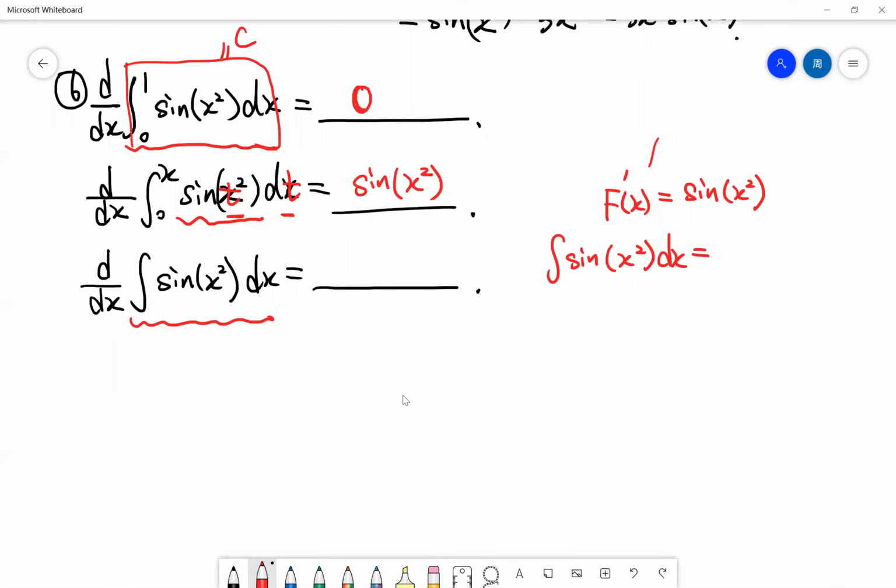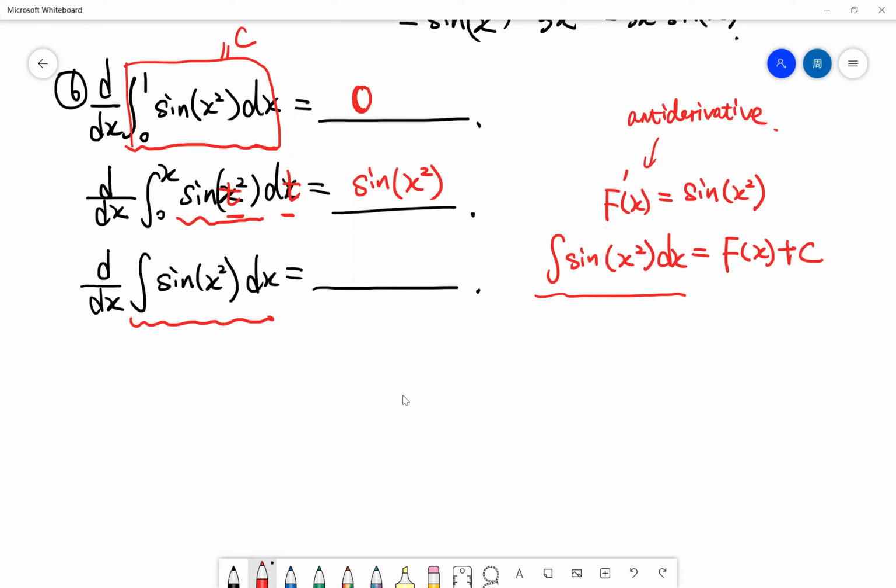This is an antiderivative. So if we can find one antiderivative, I will write capital F here. So this indefinite integral means capital F of x plus c, right, guys?